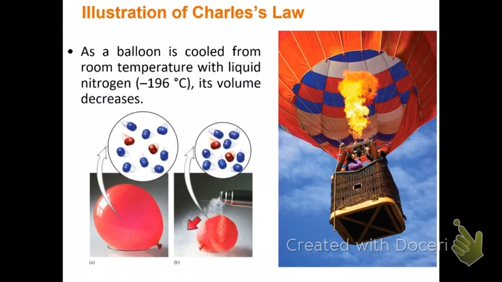A simpler illustration of Charles's law is shown here, where you have a simple balloon, and this balloon contains air molecules inside. Let's say that this balloon right here is at room temperature, and you poured liquid nitrogen onto this balloon. What happens is that the temperature of the air molecules inside the balloon decreases. And because of that decrease in temperature, the volume also decreases. So that's the relationship between volume and temperature.